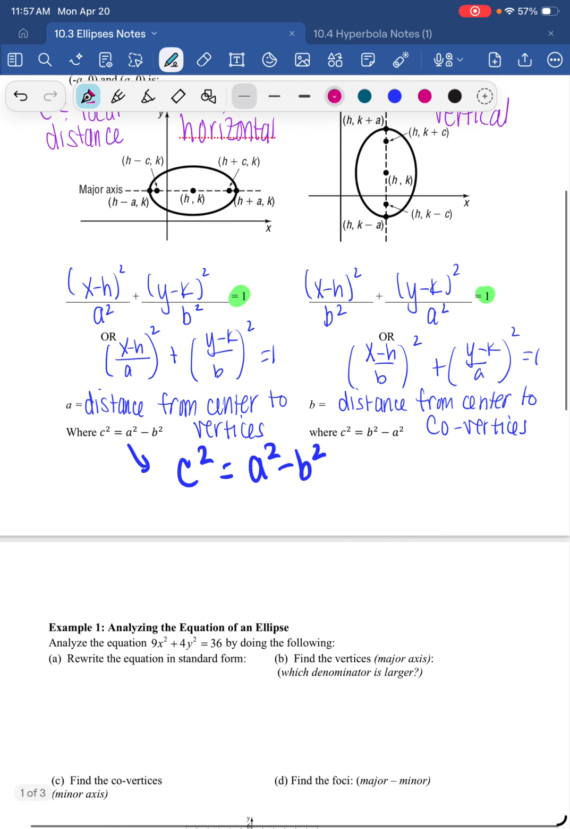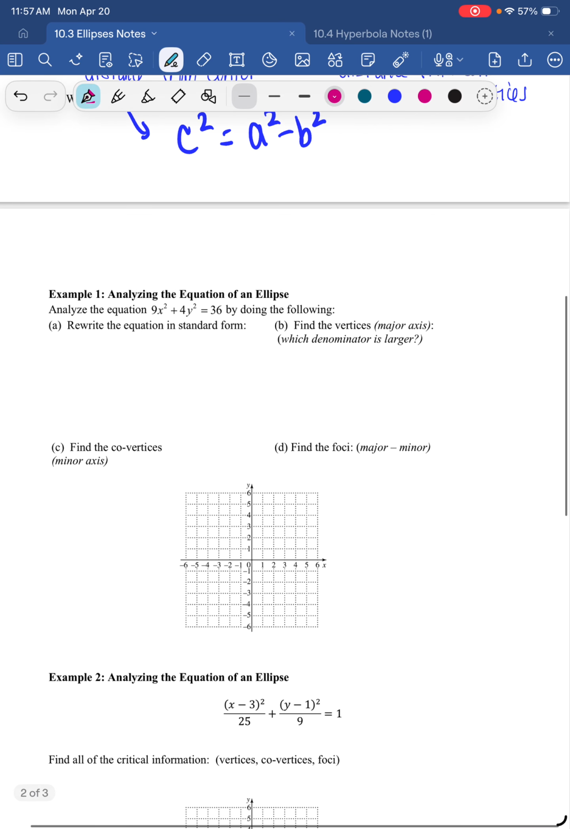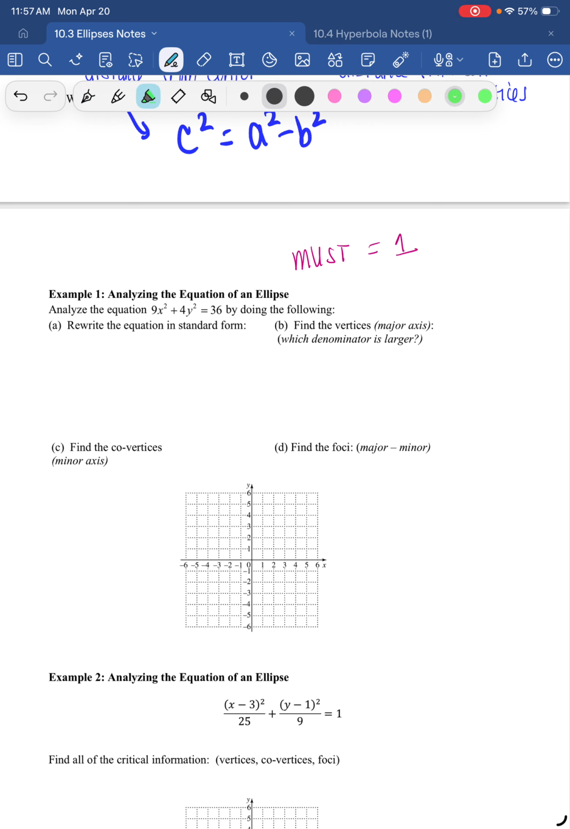All right, so let's analyze the equation of the ellipse. The first thing is that it must equal 1. When you are talking about an ellipse, the equation must equal 1. Let's start there. So I gave you 9x squared plus 4y squared equals 36. Okay, well, that's a problem, because right now it equals 36, and I need it to equal 1. So I'm going to divide both sides by 36.